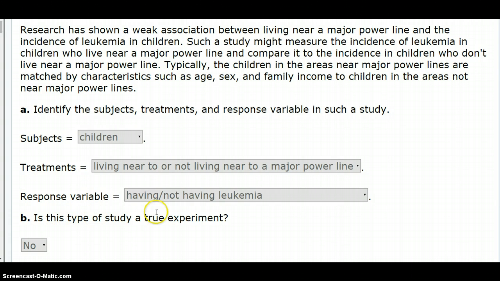So is it a true experiment? No, there's no random assignment. And if there's no random assignment to the treatment and control group, no matter how official it may look, it's not going to be a true experiment.